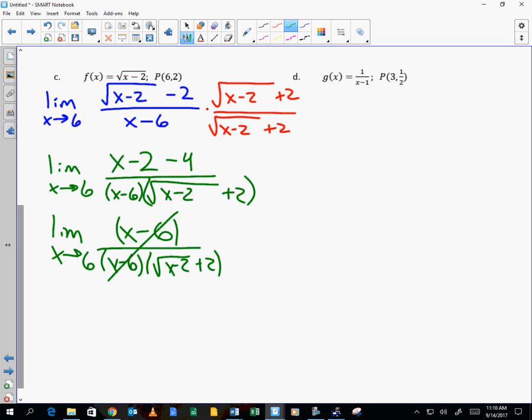What am I left with on top? Can you plug in the 6? What do you get? 1/4.